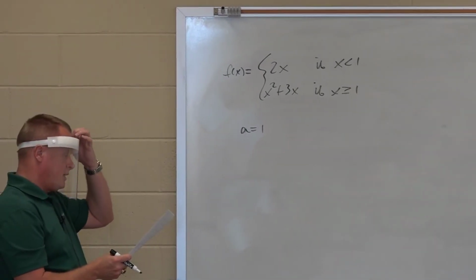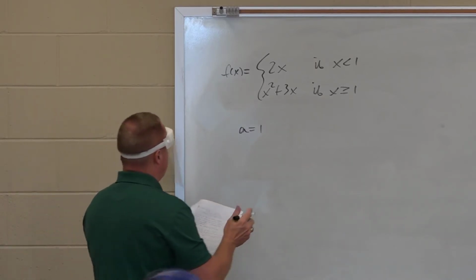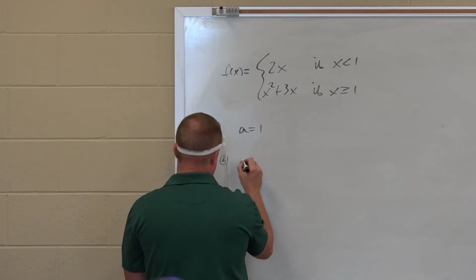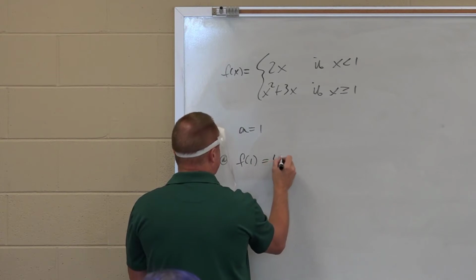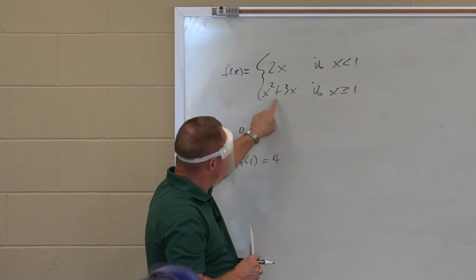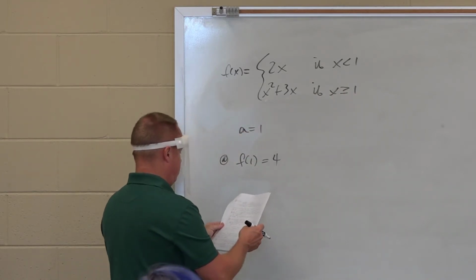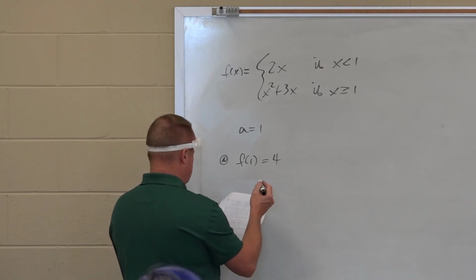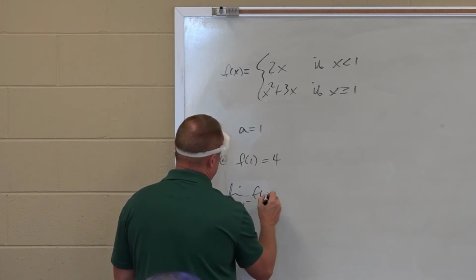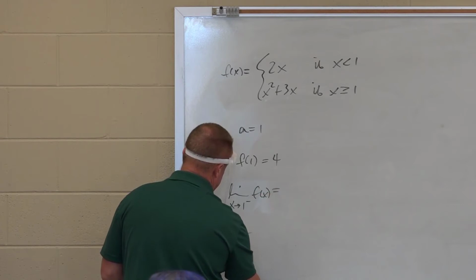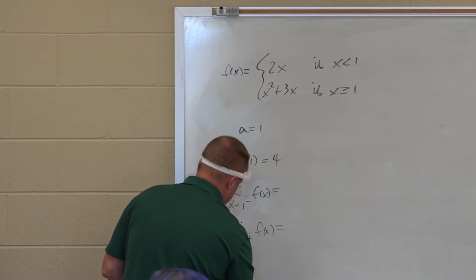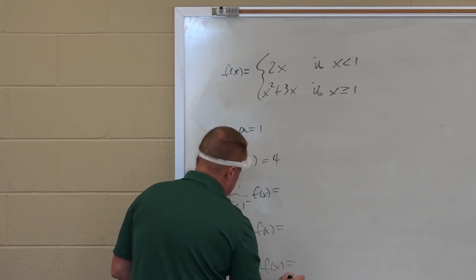Okay, so A, the continuity checklist. All right, so for A, f of 1 is defined. It is equal to 4. All right, so if I plug 1 in, x is greater than or equal to 1. I plug 1 into this one, and I get 4. Okay? And then I take the limit as x approaches 1 of the function from the left. I take the limit as x approaches 1 from the right. And then I determine what's the limit then as x approaches 1 of f of x.